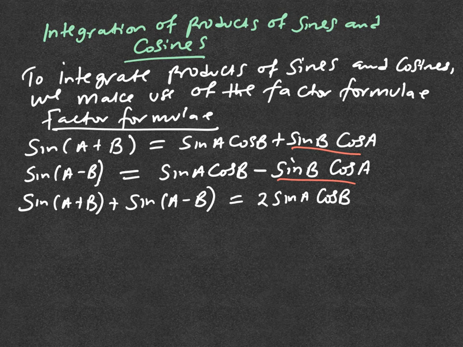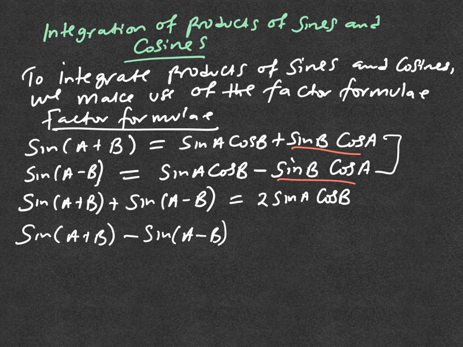Let's look at also sine of A minus B. The sine of A plus B minus the sine of A minus B. Let's go back here and subtract. When you subtract, this makes this a positive, and therefore it makes this part a positive. Negative and negative is a positive, so you'll get a 2 sine B cosine of A.